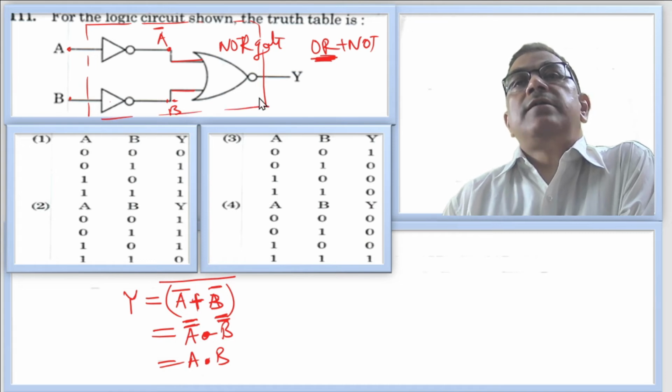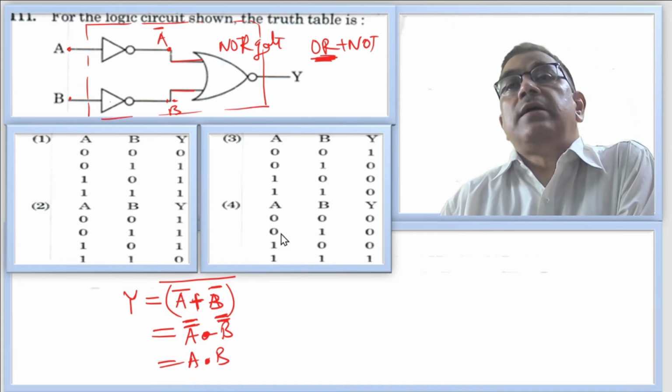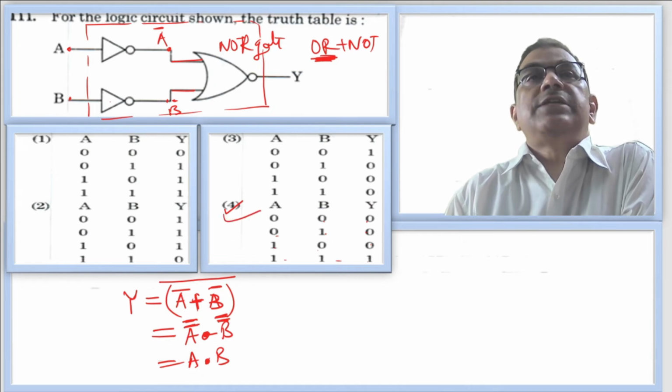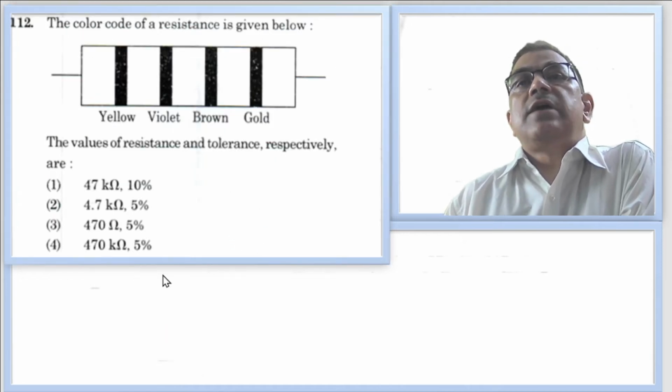And for an AND gate, what could be the appropriate table? I guess the 4th is the appropriate table. 0 0 is 0, 0 1 is 0, 1 0 is 0, 1 1 is 1. So the 4th table is the correct option for it. Is that right?